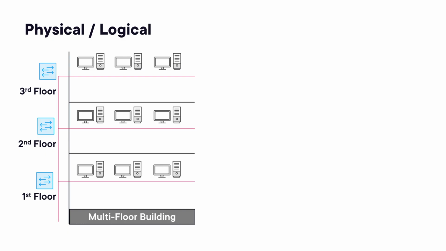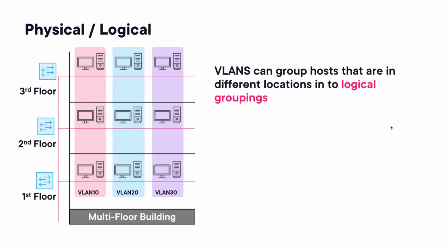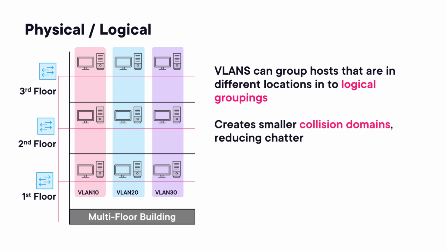But what we can do here is actually create a virtual network. So VLANs that will span these networks across floors. In this instance, we have VLAN 10, 20, and 30. VLANs themselves can group hosts that are in different locations into logical groupings to put them in the same logical network. So what it basically does is create smaller collision domains, reducing the chatter.